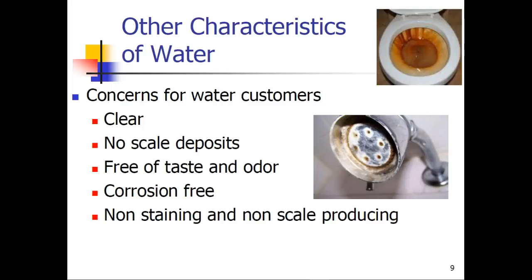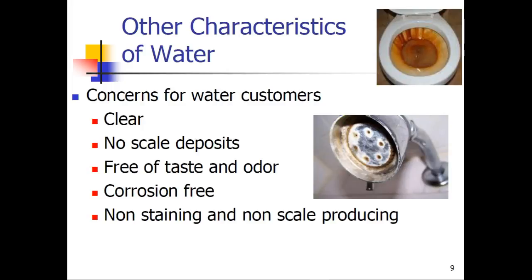So what are some of the other characteristics of water? Concerns for our customers. They want nice clear water. Look at that toilet bowl on the right. Obviously there's a lot of iron and manganese in that water. You can see by the staining. You want no scale deposits. Scale comes from hard water. You want it free of taste and odor.